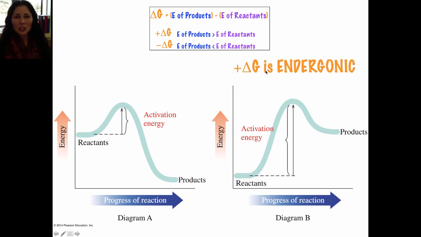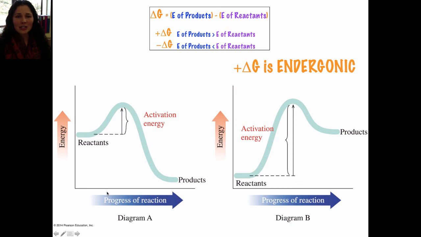A positive delta G is a reaction that's going to be referred to as endergonic. Whenever you notice that reactants are lower in energy than products, this is going to be an endergonic reaction. You may have also learned this as an endothermic reaction. Endergonic and endothermic are nearly synonymous. They mean almost the same thing. Endergonic is simply a more general term.